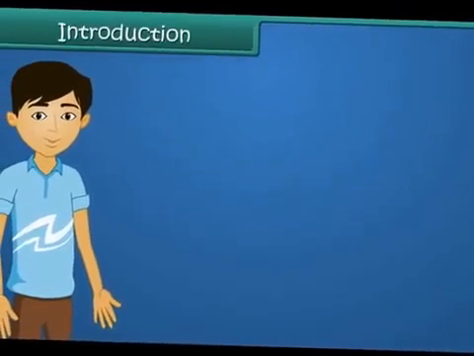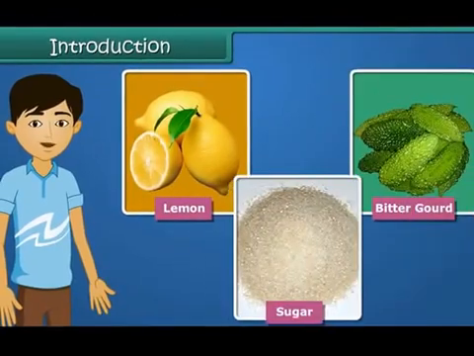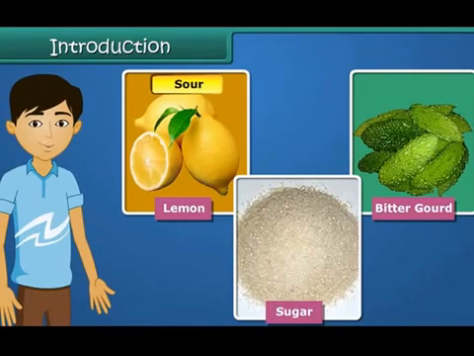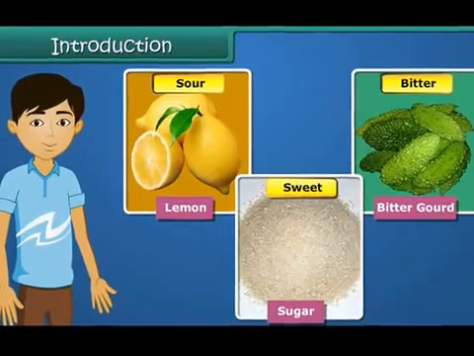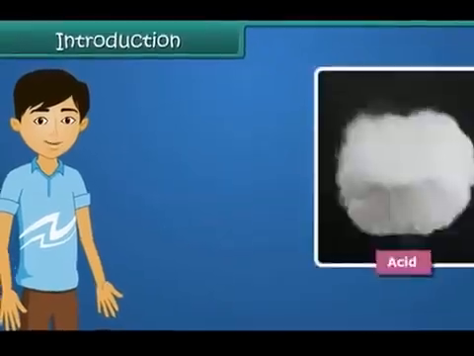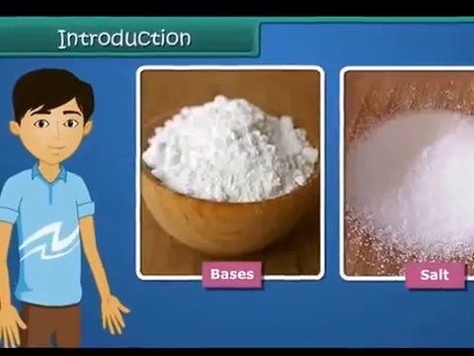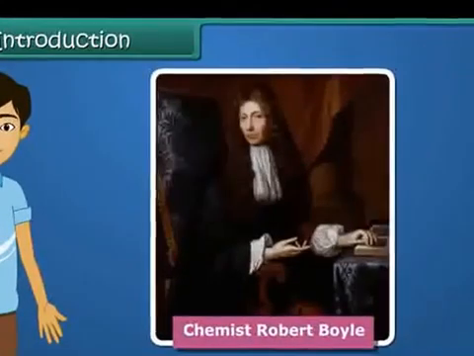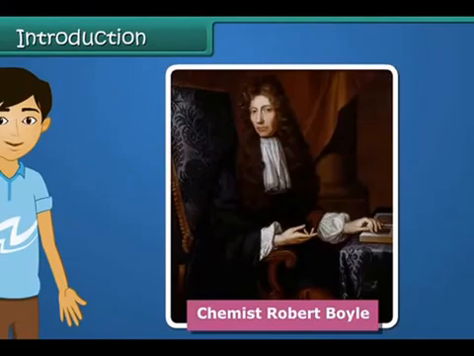Hello students, we have lemon, bitter gourd and sugar. Some of these foods taste sour, some taste bitter, some taste sweet and some are salty. The sour, bitter, sweet and salty taste of foods arises due to the presence of acids, bases and salts in them. In the 17th century, chemist Robert Boyle first labeled substances as acids and bases.